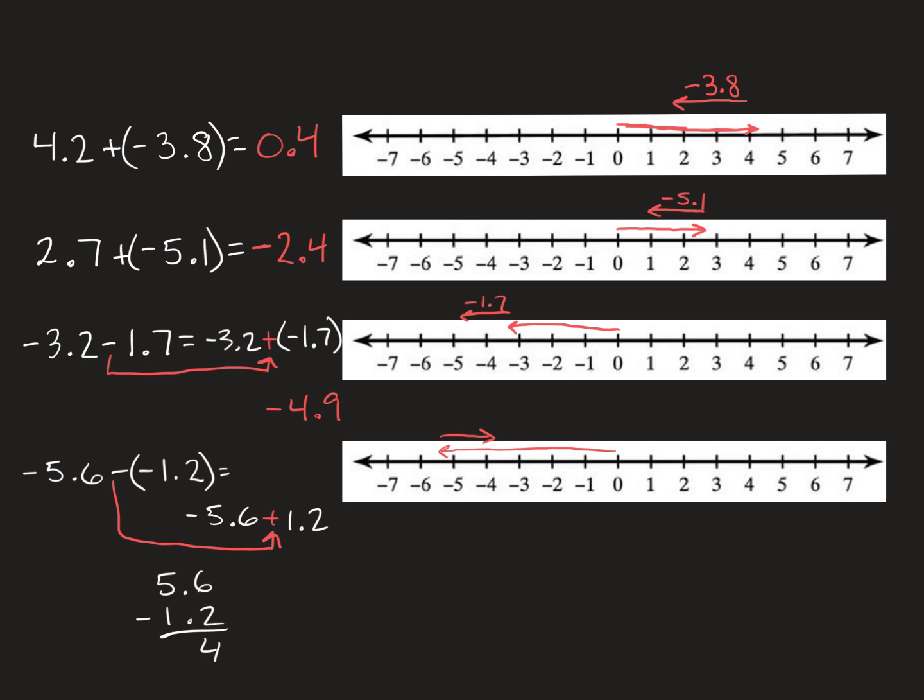6 minus 2 is 4. 5 minus 1 is also 4. And we have 4.4. But now we got to think, did we ever cross 0? Well, if we go to negative 5.6 here, and we only go to the right 1.2, we didn't have a chance to cross 0, so our answer is still negative. So the answer then is negative 4.4. And that's it. That is how you add and subtract rational number decimals.